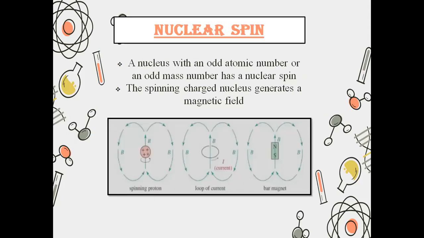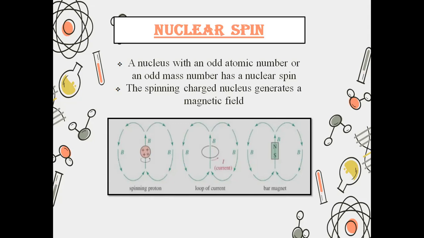Now, what is nuclear spin? A nucleus with an odd atomic number or an odd mass number has a nuclear spin, and the spinning charged nucleus generates a magnetic field. As we all know, a moving charge has a magnetic field created by itself around itself, and all the charges that are at rest have an electric field. So that charge that is moving, that is our proton, has a magnetic field around itself, and when we apply an external magnetic field, there is a difference between its magnetic field that will give rise to the NMR spectrum.